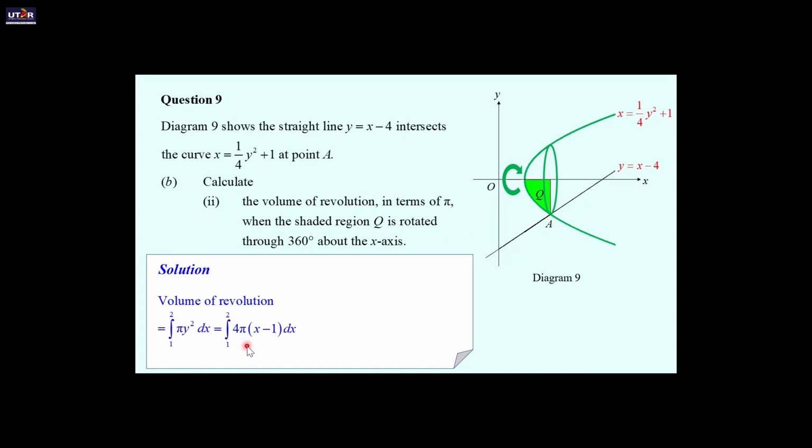Since 4x is a constant, we can leave it as is. Integrating x minus 1 with respect to x will give you x squared over 2 minus x. We have to evaluate the integral by substituting the lower limit x is equal to 1 and also the upper limit x is equal to 2. This will give you the answer 2 pi unit cube as the volume of the revolution. Since the question mentioned in terms of pi, we keep our final answer in terms of pi.